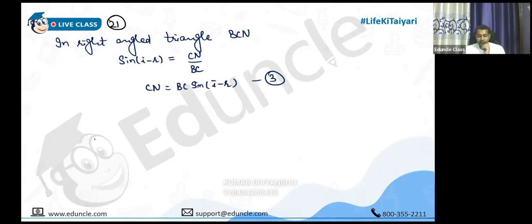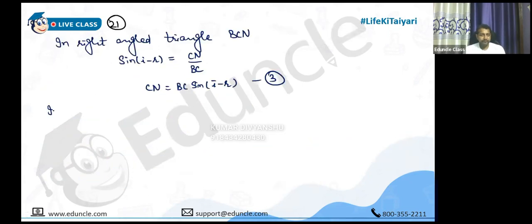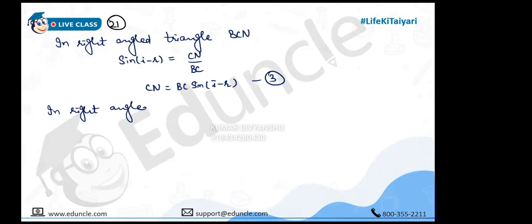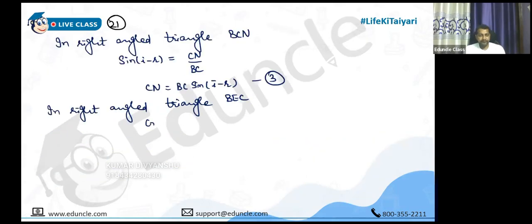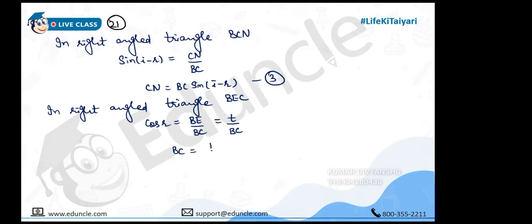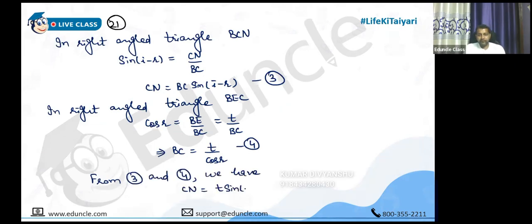It means if I'm able to get the value of BC, then it will be done. And what is the value of BC? That I can get from that triangle BEC. This is also a right angle triangle. So it will be cos R. Cos R is equal to BE by BC. And BE is what? T, thickness. So BC is T by cos R. So from 3 and 4 we have D equals T sine I minus R by cos R.